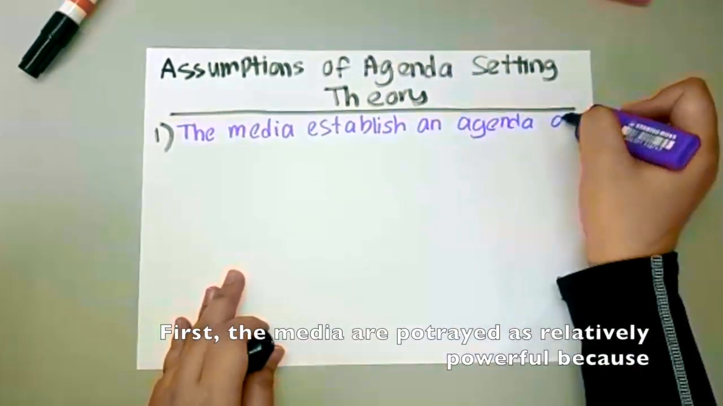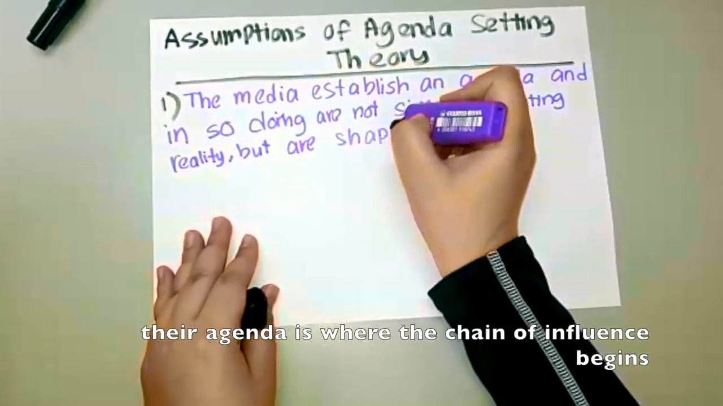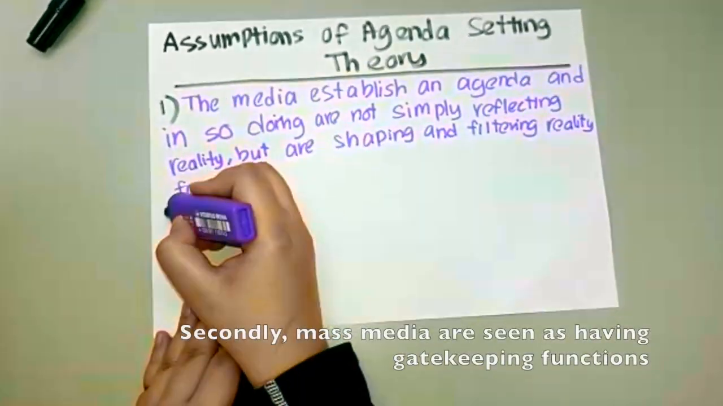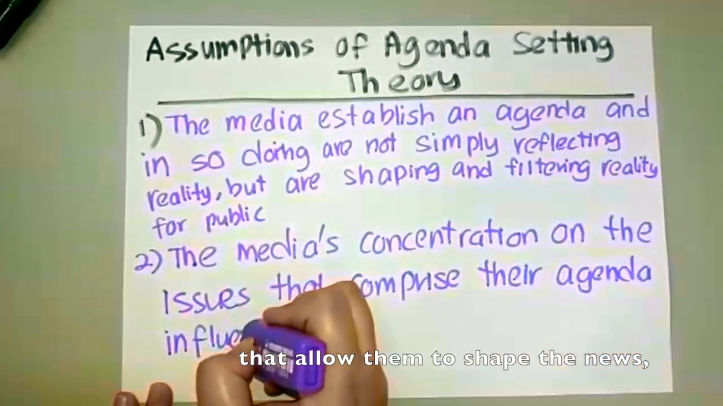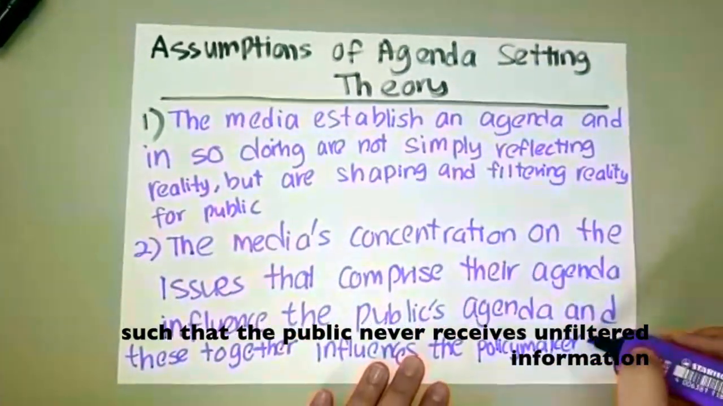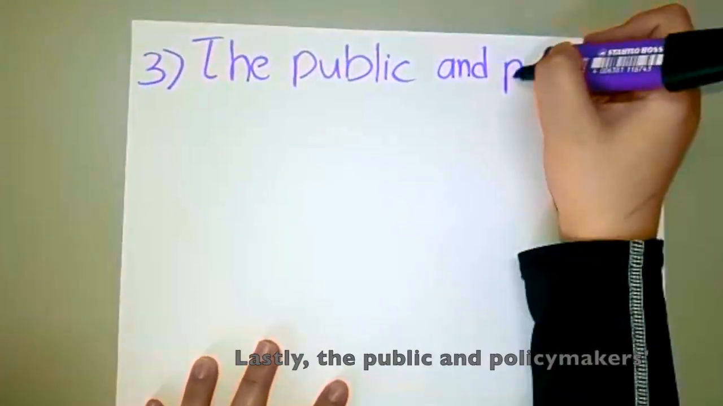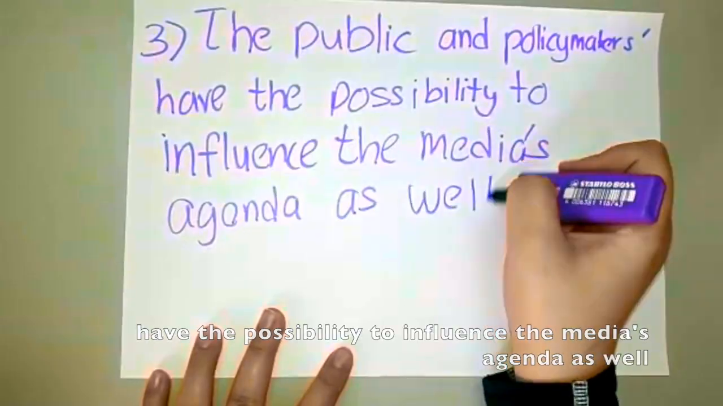First, the media are portrayed as relatively powerful because their agenda is where the chain of influence generally begins. Second, mass media are seen as having a gatekeeping function that allows them to shape the news such that the public never receives unfiltered information. Lastly, the public and policymakers have the possibility to influence the media's agenda as well.